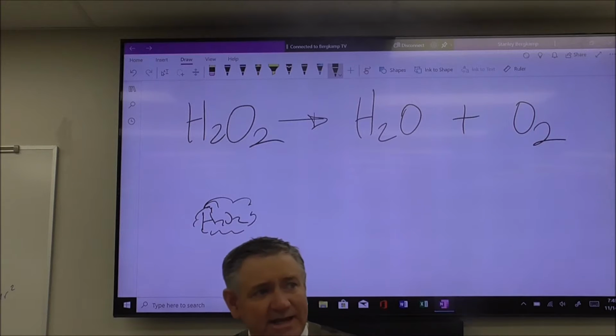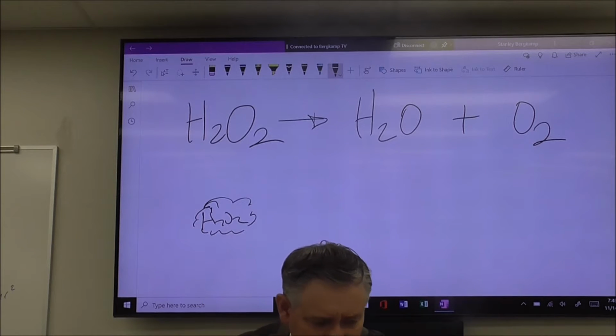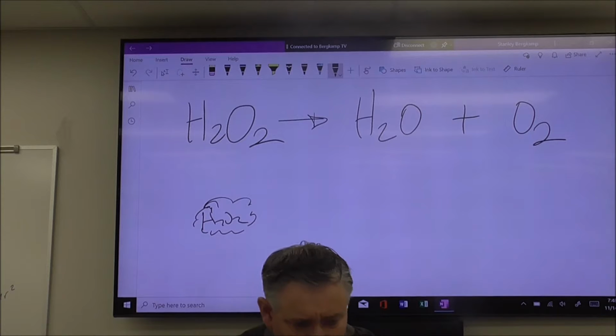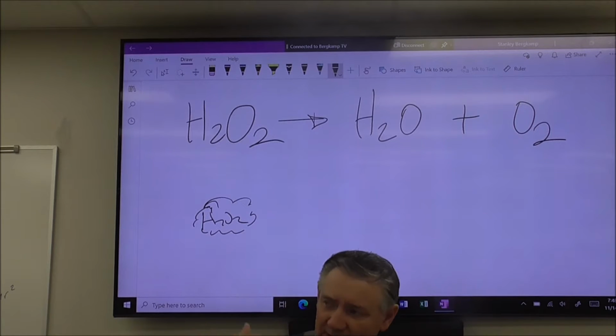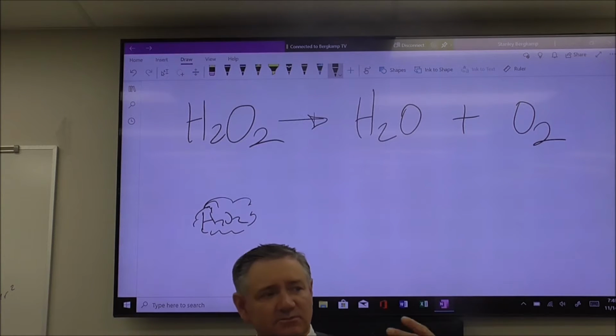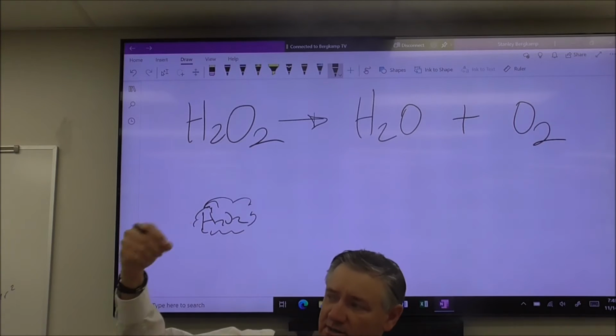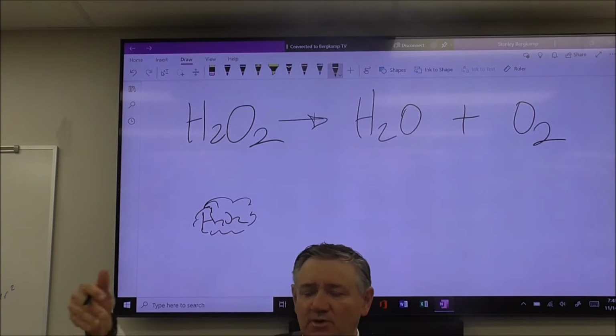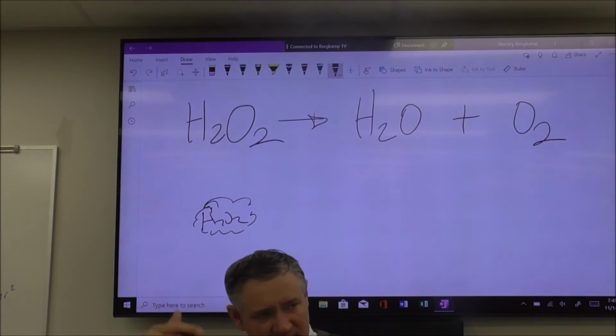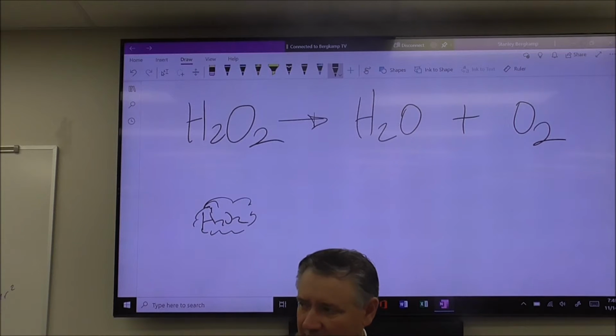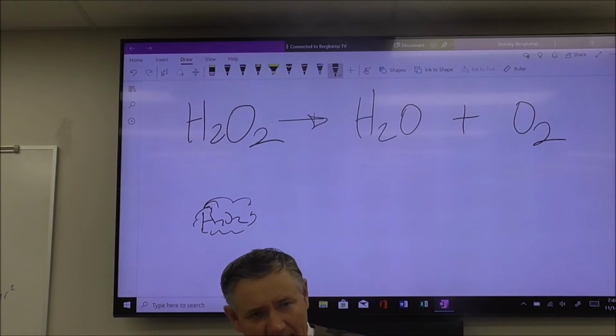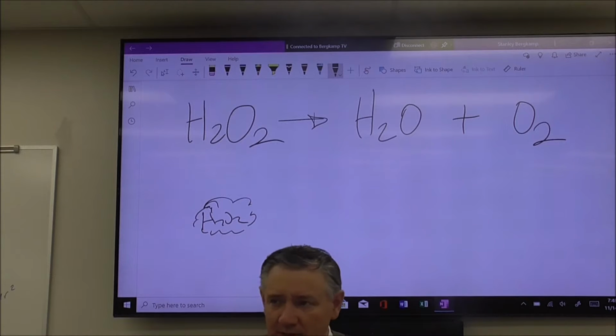So you're going to add a catalyst. If you take AP chemistry, we'll spend a lot of time talking about catalysts. What a catalyst does is start a reaction, but it's not involved in the reaction. What you're going to use as the catalyst is potassium iodide, which is KI. A catalyst does not show up in the reaction.